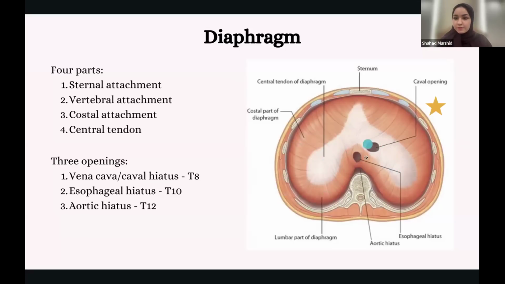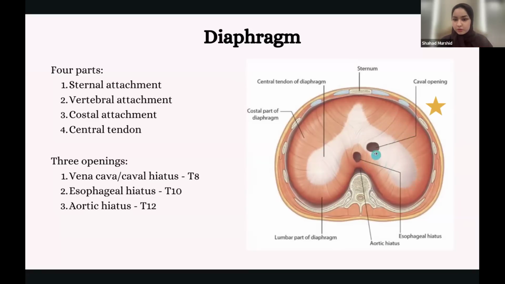And in the membranous portion, you have the caval opening, which has the inferior vena cava going through. The reason this needs to be in the membranous portion is because veins are low pressure. If you put them inside a muscular portion that contracts, it can very easily get compressed. Whenever the diaphragm contracts, it would just compress the IVC if it was in the muscular portion. But in this case, it's in the central tendon to avoid it being compressed.